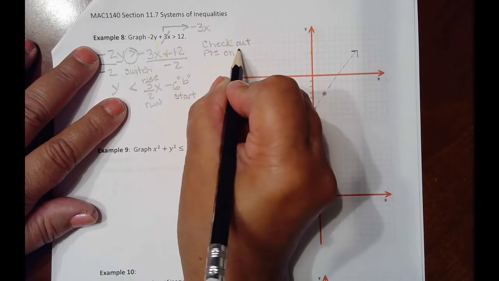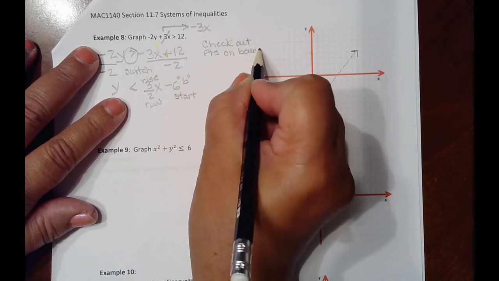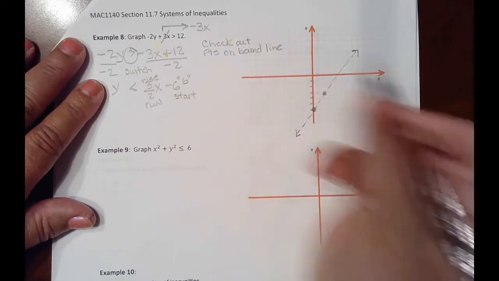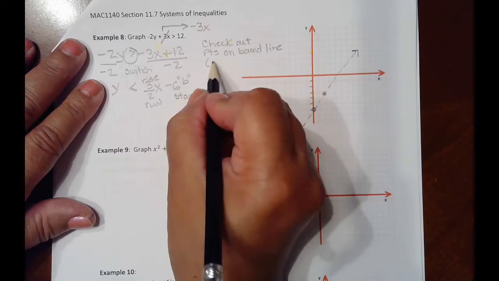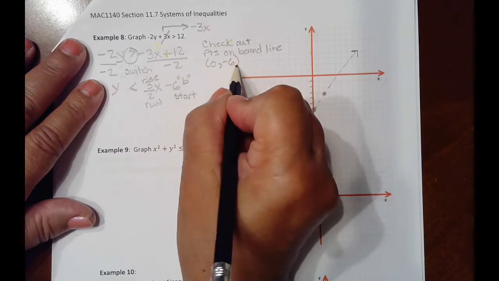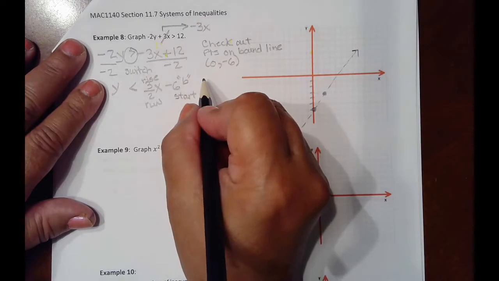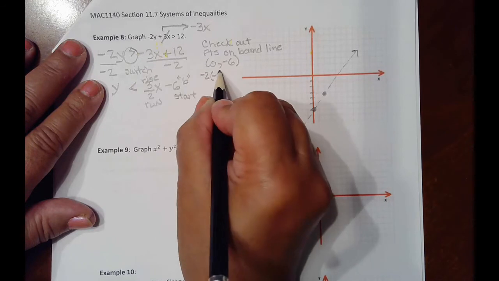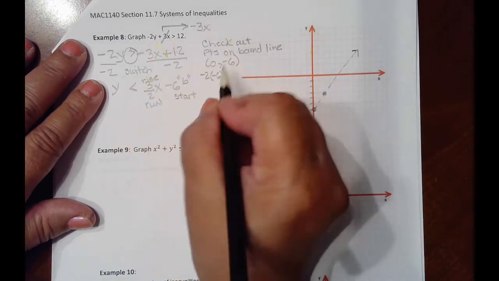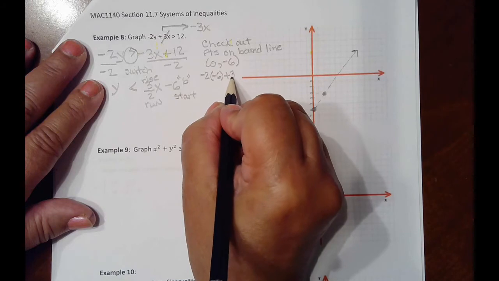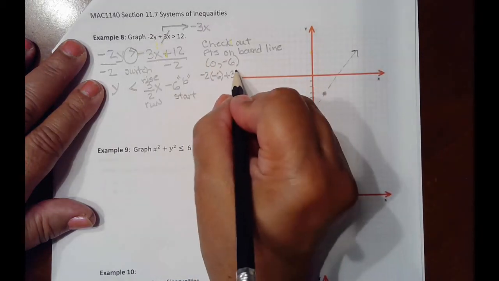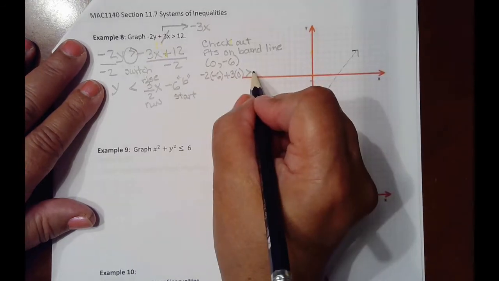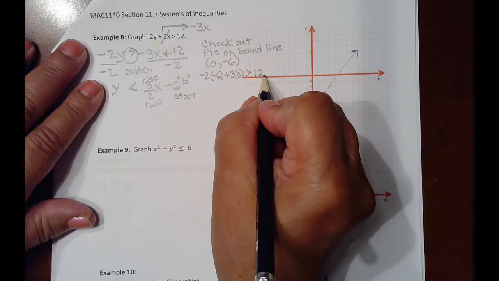Check out points on the boundary line, like 0, negative 6. You'll see that nothing on this boundary line is a solution. So you would go negative 2 times y, there's my y value, plus 3 times x, and the x was 0. Supposedly, if that really was a solution, then you would come out with a true statement right now.